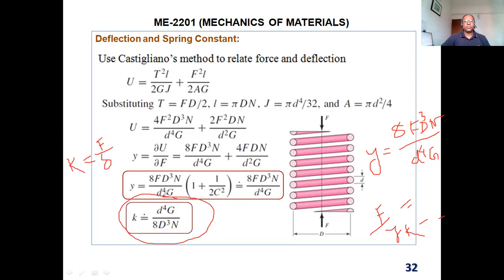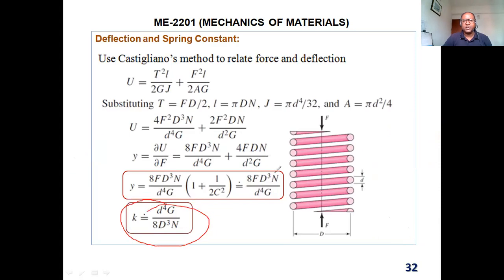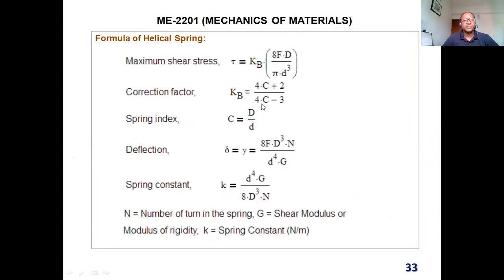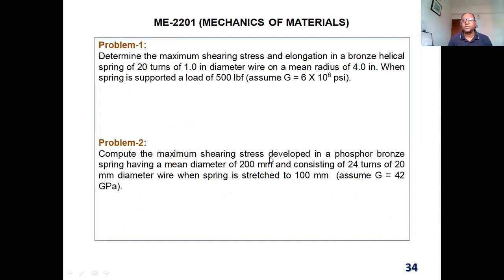Okay. So we have three formulas: the value of K, the value of deflection, and the other one, the amount of shear stress in the spring, like this one. Right over here, I just put all the formulas. Now we can solve problem 1.